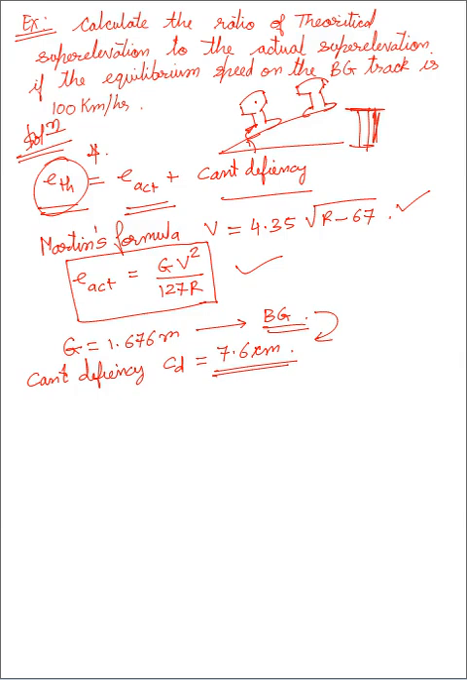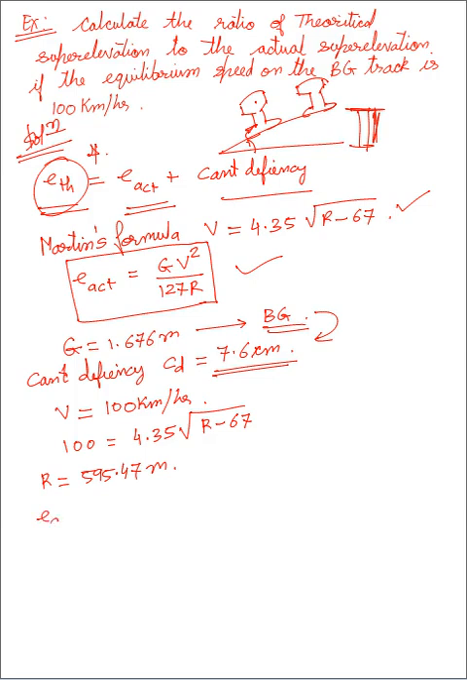Okay, now here for the equilibrium speed, they have given velocity, that is 100 km per hour. So just put this value in Martin's formula. So substituting V in Martin's formula, you will get 100 is equal to 4.35 under root R minus 67. So here radius R, you will get around 595.47 meter, right?